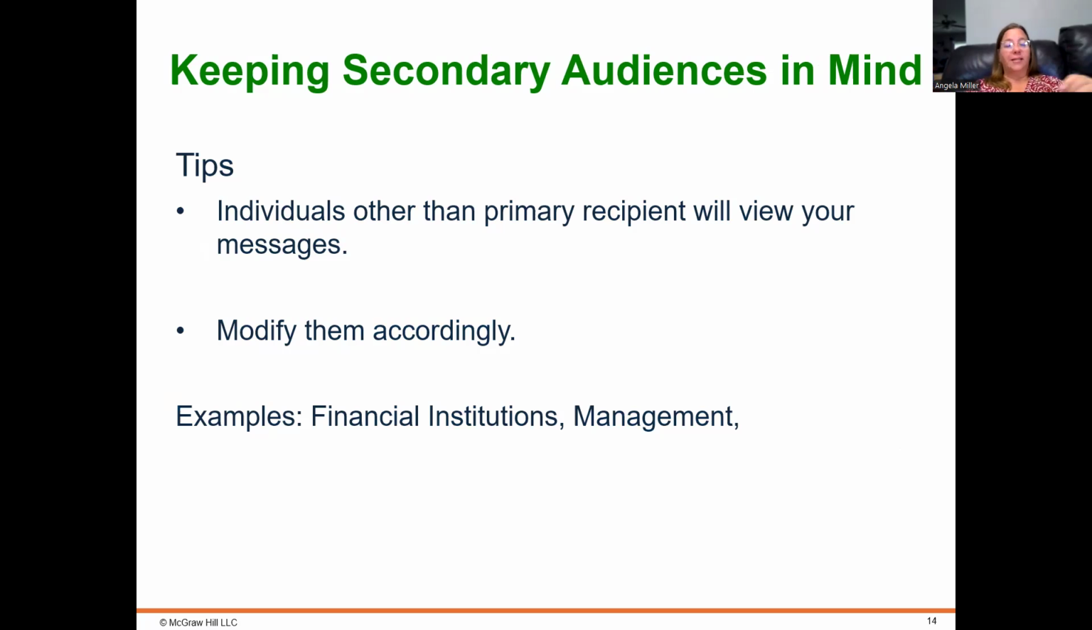Well, management doesn't need to see all the slang. It's not appropriate. It's going to make you look very unprofessional, regardless of the relationship that you have outside of work with the original or the primary audience. And what if that manager then has to send the information off to a financial institution? And it's not just them, right? There are lots of other people that can be involved in a secondary audience. And so you just always want to keep your messages very professional.